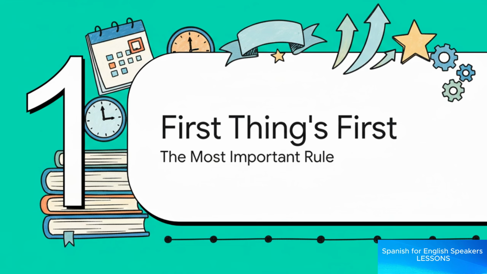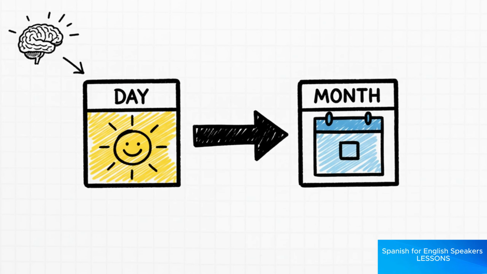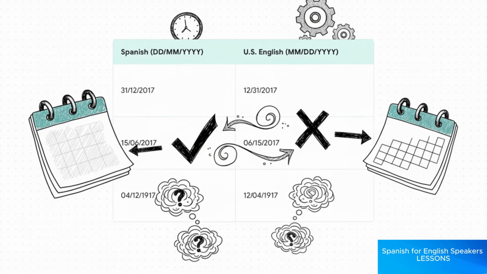Seriously, if you can master this one single rule about order, you have already won 90% of the battle. This is it. This is the golden rule. Whether you're writing it down or saying it out loud, the day always, and I mean always, comes before the month. It doesn't matter if you're in Spain, Mexico, Argentina, anywhere. It's day, then month, then year. If you can burn this into your memory, you're set. And here you can see exactly what that looks like in practice.